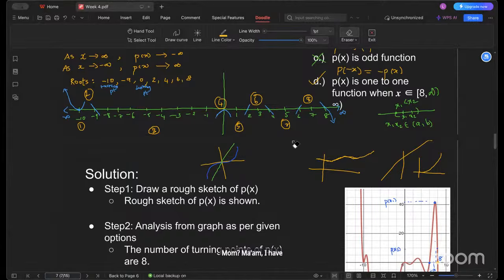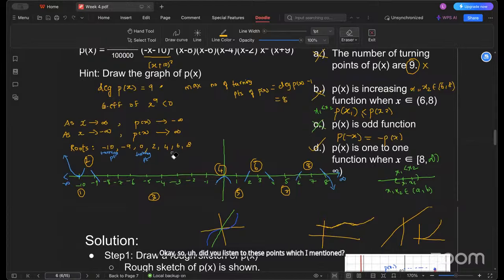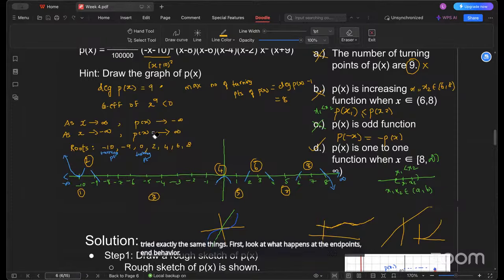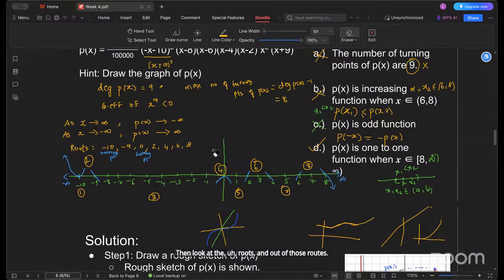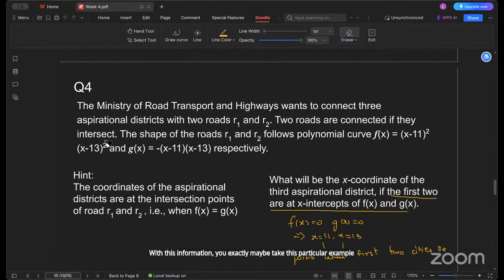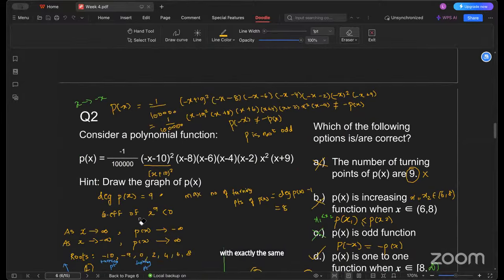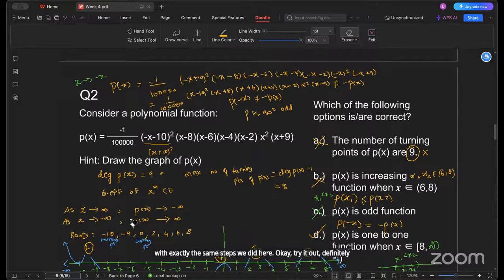Ma'am, I have a doubt. How do we make graphs? I'm having trouble in making them. Okay. Did you listen to these points which I mentioned? Exactly the same things. First, look at what happens at the end points, the end behavior. Then look at the roots, and out of those roots, check for turning points. With this information, maybe take this particular example itself to try the same. You will definitely be able to figure out a rough graph with exactly the same steps we did here. Try it out. Okay, ma'am. Thank you.